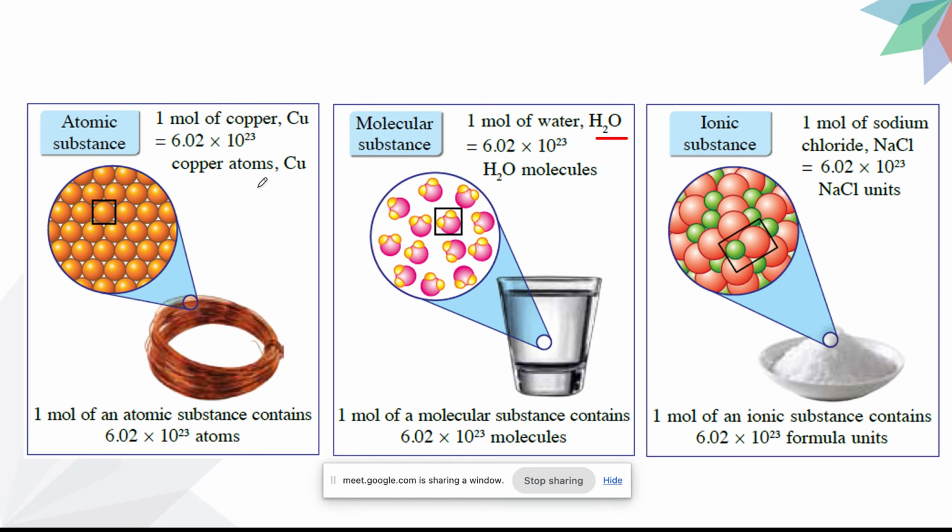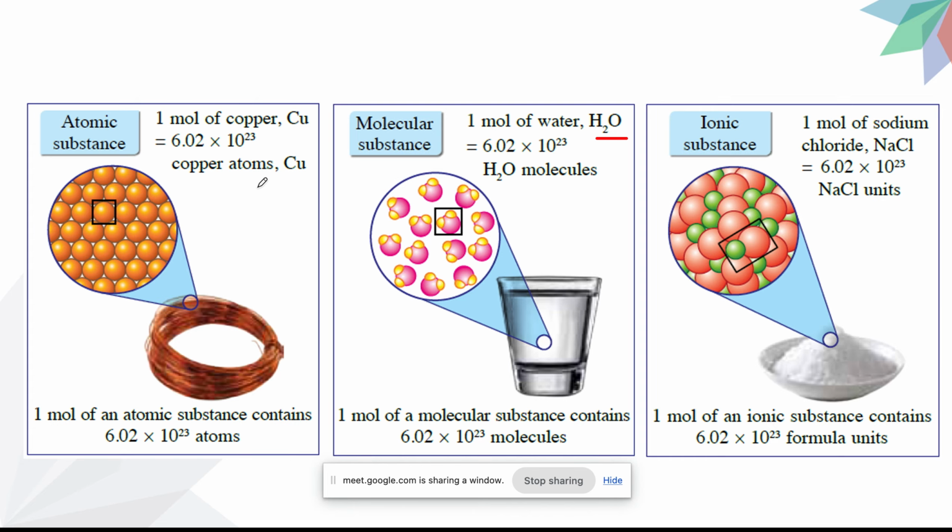According to the International Union of Pure and Applied Chemistry, which is called IUPAC, the new definition of mole is as follows. The mole, with the symbol mol, this is the symbol. The mole is defined by Avogadro's number. So N_A is equal to 6.02 times 10 to the power of 23 per mole.